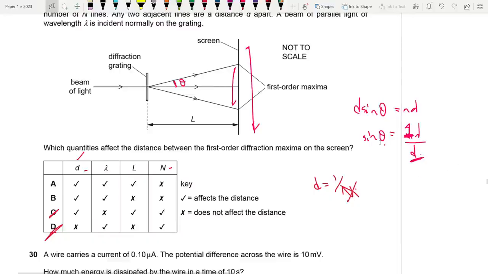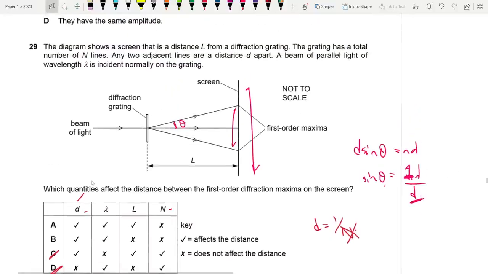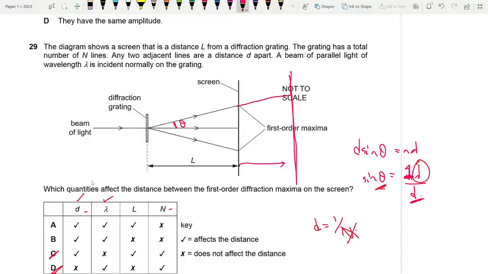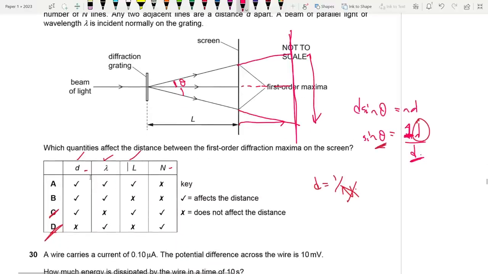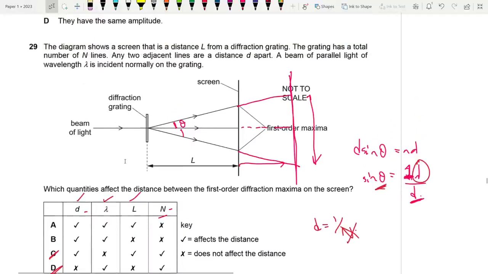So since d determines theta and theta determines L, d is correct. Let's look at lambda. Lambda also affects theta, which is why lambda is also correct. And check out distance L. Usually L doesn't matter, but in this particular question, if you increased distance L, the screen would be further. The angle would have remained the same, but check their distance apart, it does increase. So L does play a role. So all these three play a role, but N doesn't play a role specifically because it says that N is the total number of lines.